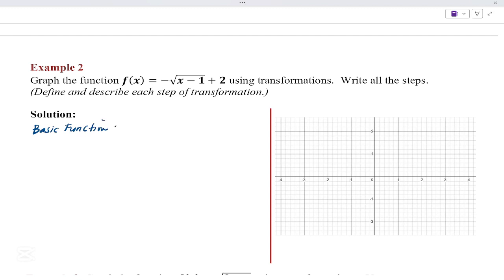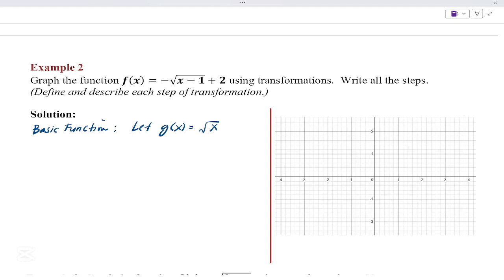The basic function is, we will let g of x equal the square root of x. This is the parent function of negative square root of x minus 1 plus 2. So we have to remove the horizontal transformation, the vertical transformation, and the reflection. Then we will have square root of x as the basic function, or the parent function.